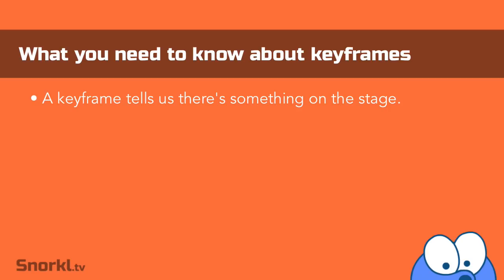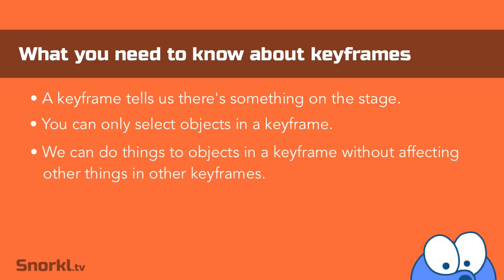One of the rules, as I like to call them, of keyframes is that you can only select objects in a keyframe. So if you have something on the stage and you want to select it and move it around, make sure the playhead is on a keyframe first. I demonstrated a few times what will happen if you don't do that. Next, it's important to know that we can do things to objects in a keyframe without affecting other things in other keyframes. So if you have the playhead over a keyframe and you manipulate an object on the stage there, you're not going to mess up things in other keyframes.